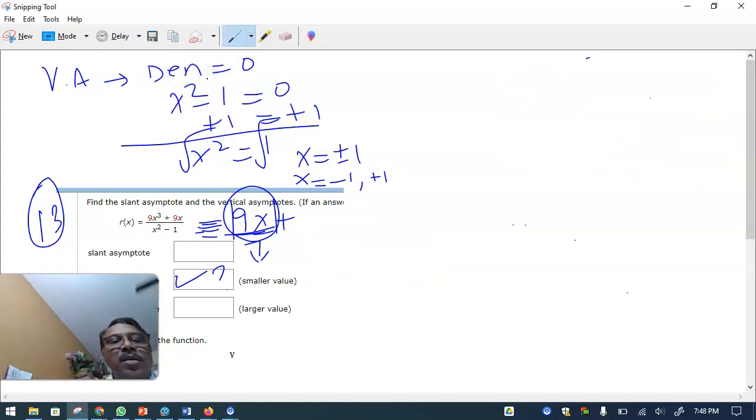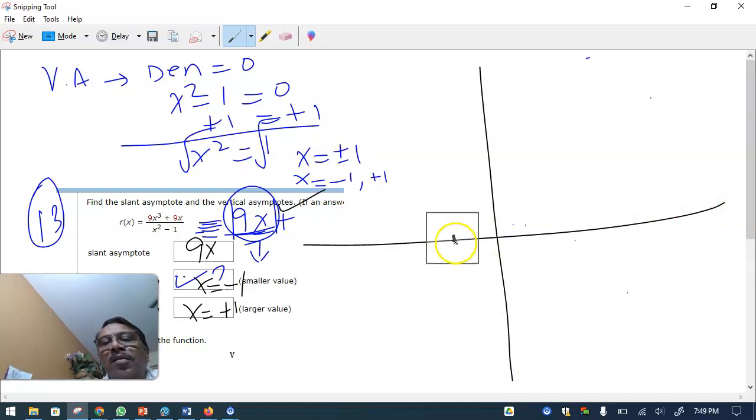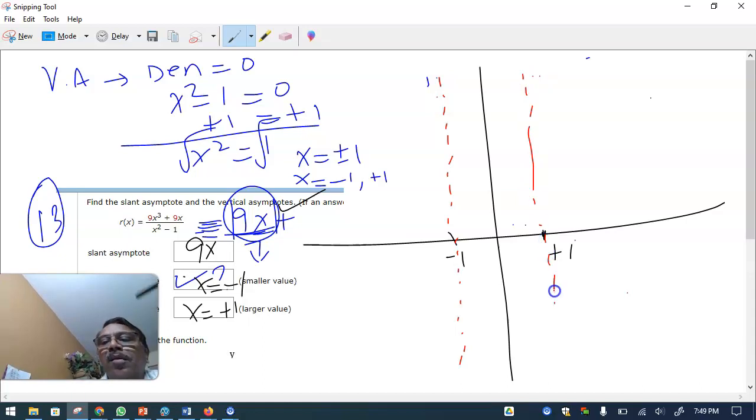So here this is 9x, because this is the slant asymptote, and the vertical asymptotes you're going to write down as x equals -1, the smaller one, and x equals +1. The moment you get this, the best is to draw the x-axis. So let's see, this is -1, and this is +1. I'm going to draw the red one to show that the vertical asymptote is dotted. So it will go through this one, and the other one is this one. So these are the vertical asymptotes.